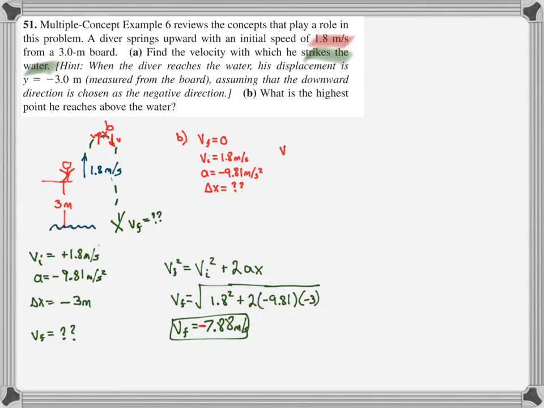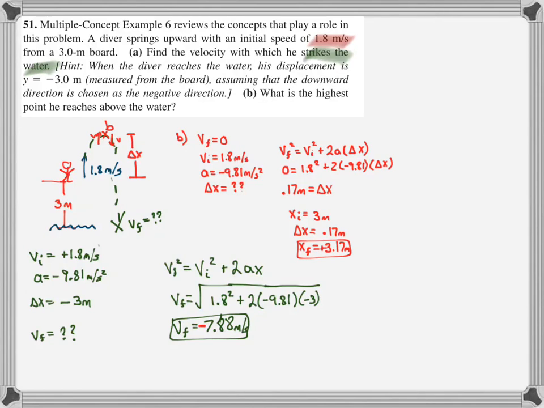So if we try to calculate the displacement, we'll use the Vf squared equals Vi squared plus 2ax equation again. This time we'll solve for delta x. So we plug in the values we know, we isolate delta x, and then we find that delta x is 0.17 meters. Now that is our displacement. So to find our actual height, we have to look at where we started. The diver started 3 meters above the ground, so if his displacement is positive 0.17, his actual final position will be 3.17 meters positive, or 3.2 if you want to round like the back of the book did.